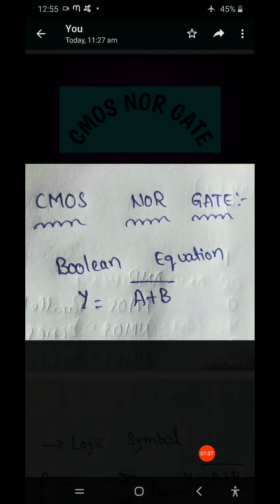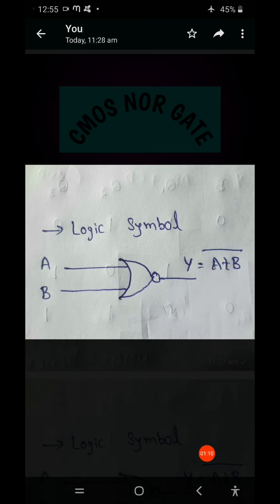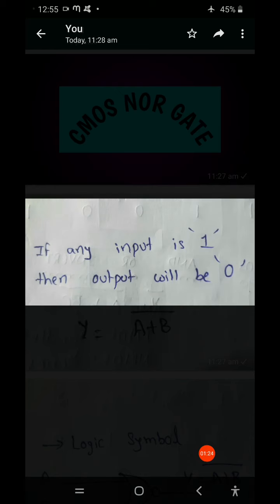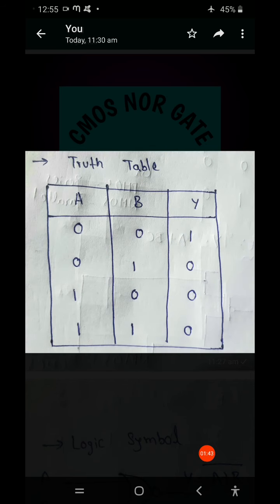And next, the logic symbol. This is the logic symbol for the CMOS NOR gate. Here it has two inputs and y is the output. In this CMOS NOR gate, if any input is 1, then its output will be 0. Whenever we apply any input as 1, the output will be 0.